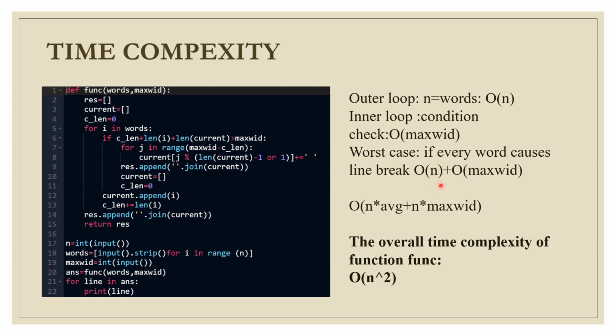By taking this into consideration, we can conclude that the overall complexity of this particular code is big O of n square. Since the outer loop is going to run for O(n), the inner loop can also run for O(n) in the worst case scenario. Thus, the overall time complexity is big O of n square.